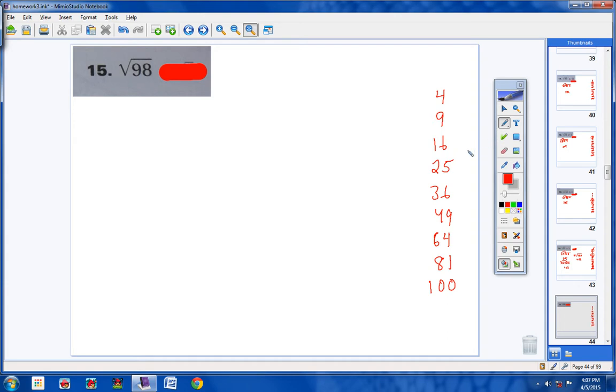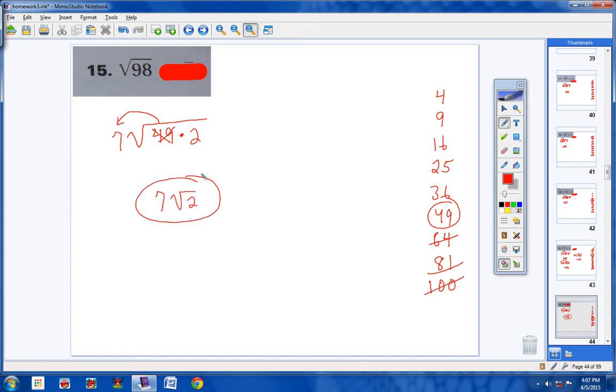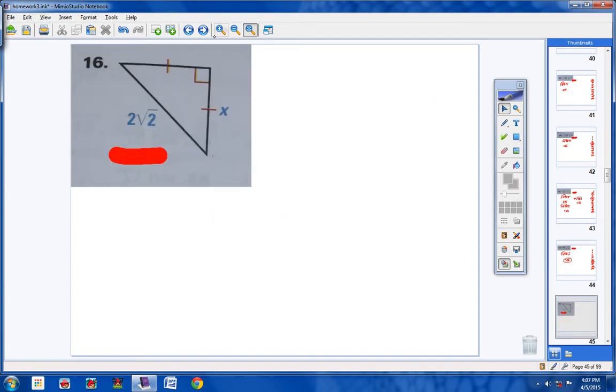98. Let's see here. What number would go into 98 evenly? 49 would. So instead of putting 98, I'm going to write 49 times 2. I do not know the square root of 2, but I do know the square root of 49 is 7. Put a 7 on the outside. 7 square root of 2 is your final answer because none of these numbers go into 2 evenly. So 7 square root of 2.